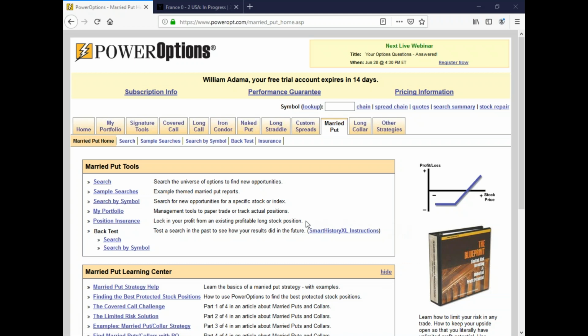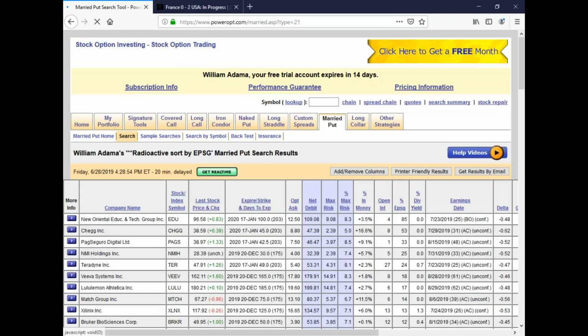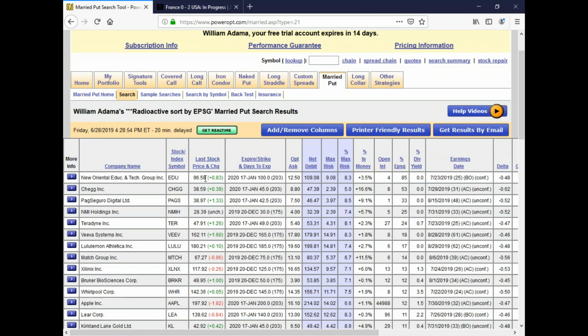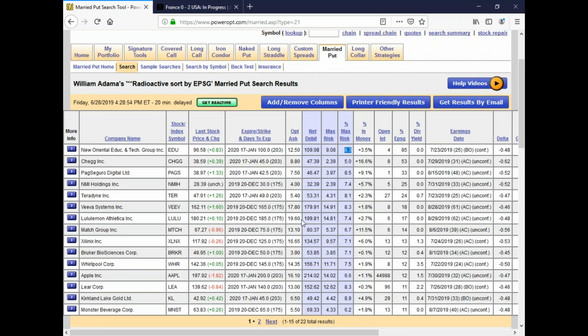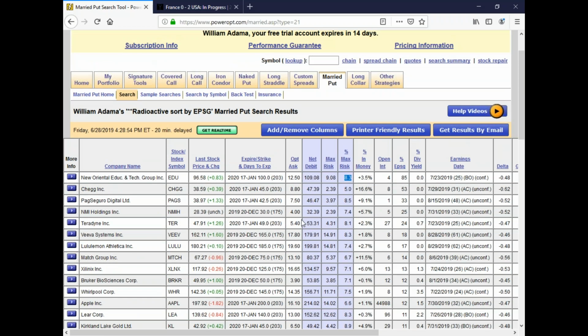I'm not going to specifically do PAGS. Oh, I will. Okay, let's just go to the custom spread tool, rather than take a brand new one from the search here, which would show which married puts we would get into today. EDU is still up at the top at 96.58. It's been moving up a little bit today. But I'd prefer to go with a January 100 put for a risk of around 8.5%. Typically, I keep my risk lower than 7.5%.